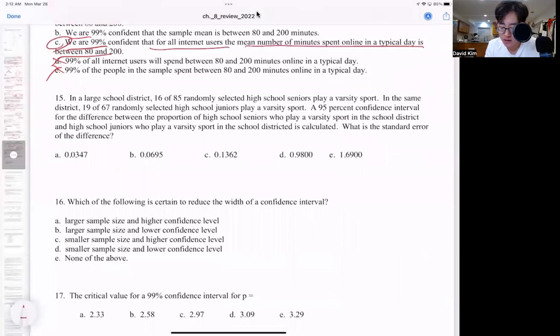15, we have the 95% confidence interval. So what is the standard error of the difference? Let's do 16 out of 85, and 69 out of 85.